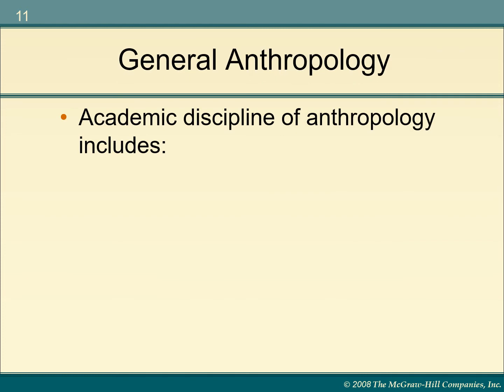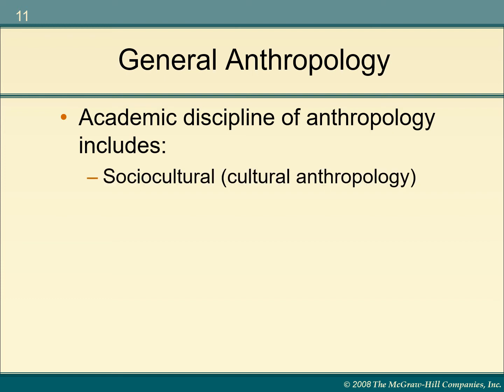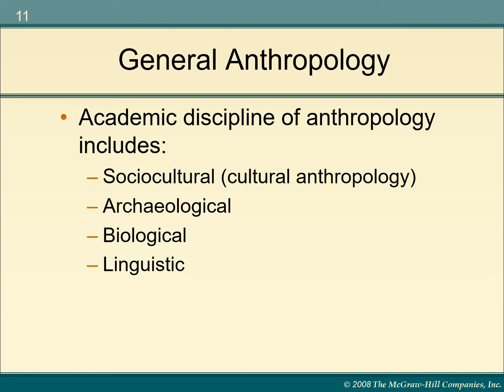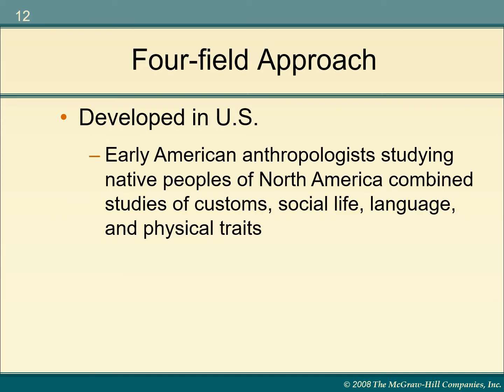General anthropology. So the academic discipline of anthropology includes the sociocultural, so culture and cultural anthropology, archaeological, biological, and linguistic. So those are the four main subfields of anthropology. And the four-field approach was developed in the US by an early American anthropologist studying native peoples of North America, and this combined the studies of customs, social life, language, and physical traits.